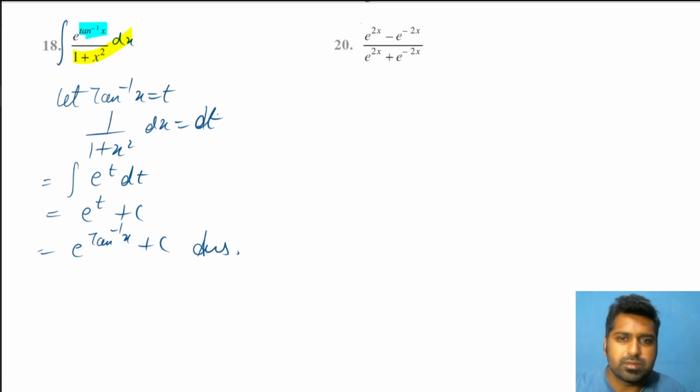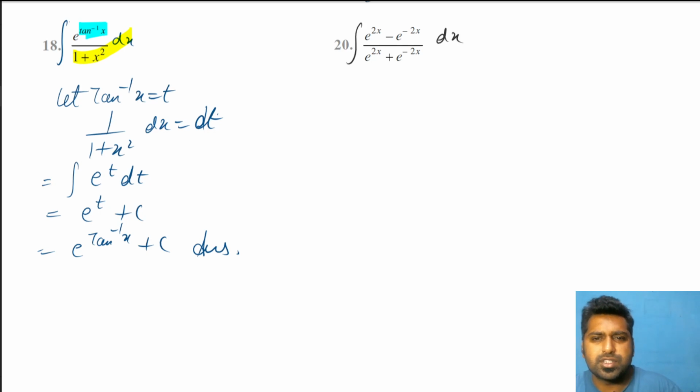Same thing with this question. You see a very weird kind of expression, both numerator and denominator: e raised to power 2x minus e raised to power minus 2x, over e raised to power 2x plus e raised to power minus 2x. Now, which is the most weird? Both are equivalent, but we prefer the denominator to be t. Let's see if the substitution will work or not.